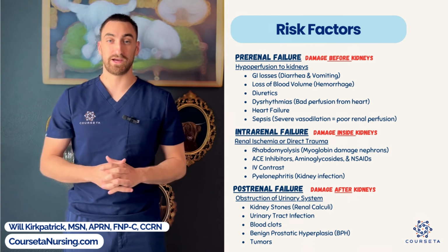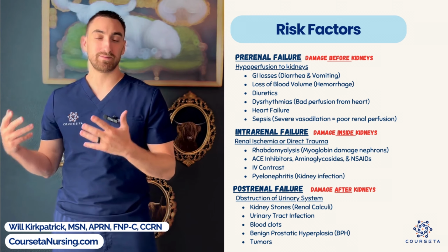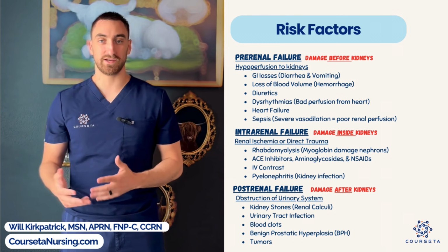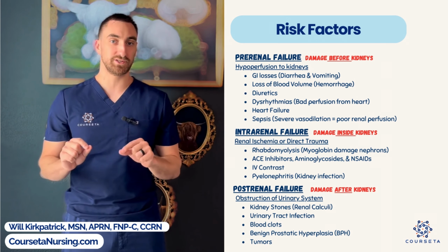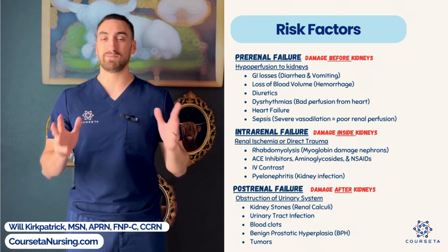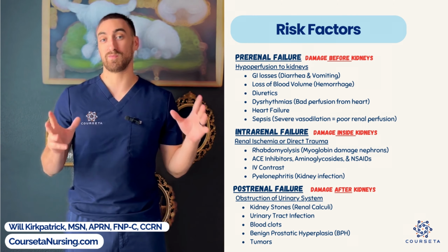Another major one you want to write down is IV contrast, especially when combined with a patient who's taken metformin. That's another example of intrarenal acute kidney injury. That's a direct attack on the renal tissue. And one more special condition that's considered intrarenal acute kidney injury is rhabdomyolysis. We will have another course on our content if you want to learn more about rhabdomyolysis.